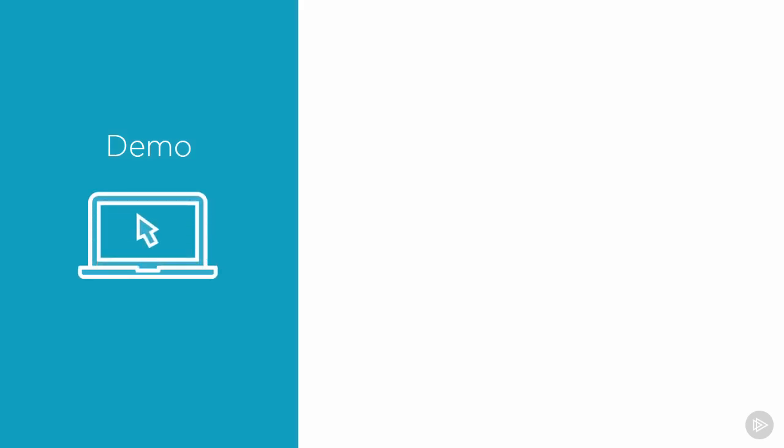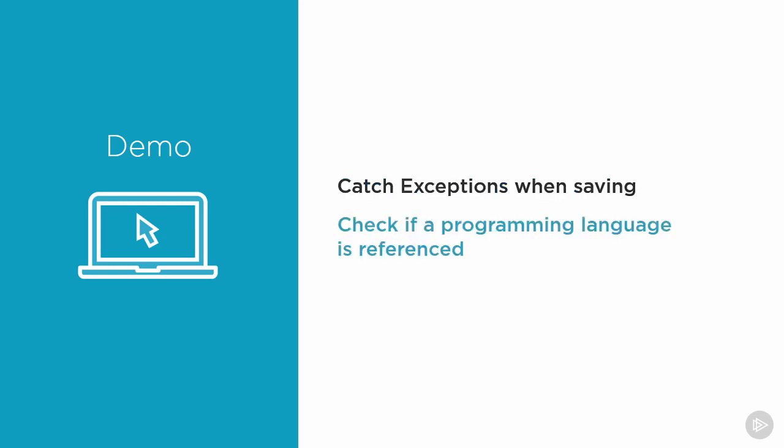When you remove a programming language that is referenced by a friend, you will get an exception when you try to save. In this demonstration, you will learn how to catch the exceptions when saving, and you also learn how to check if a programming language is referenced by a friend. Let's start with the exceptions.